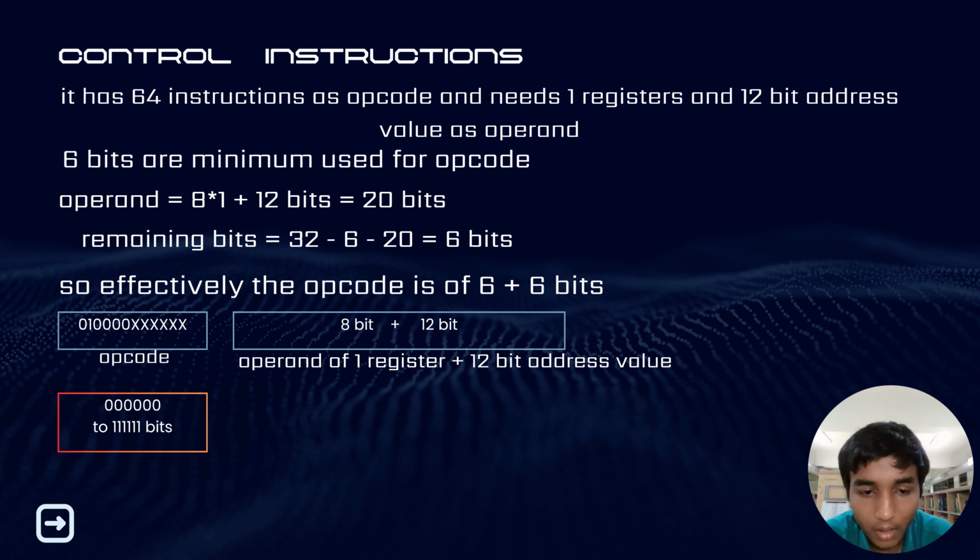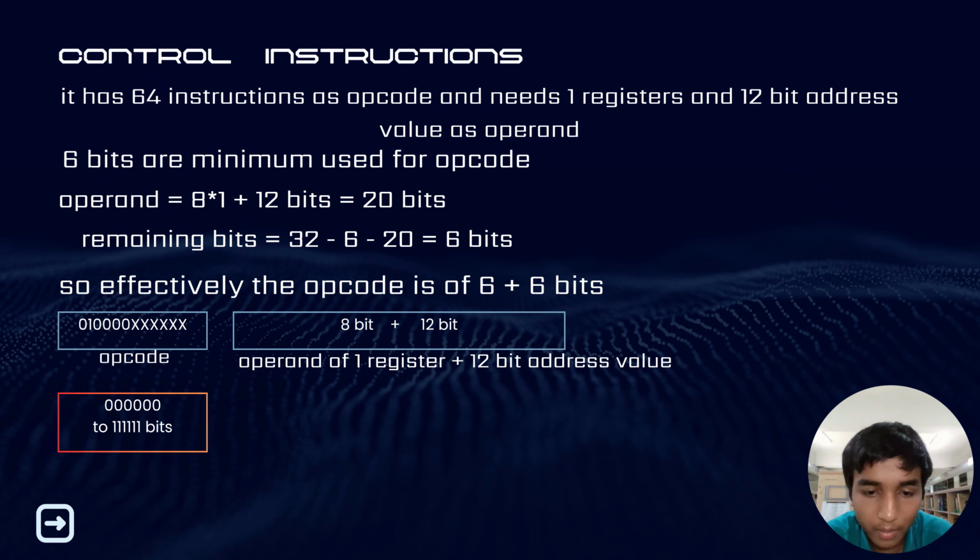010000 XX XX XX. Now the XX XX XX is written as 000000 to 111111, which is 64 instructions, and the remaining 20 bits are the operand, where 8 bits is for the register and 12 bits is for the 12-bit address value.